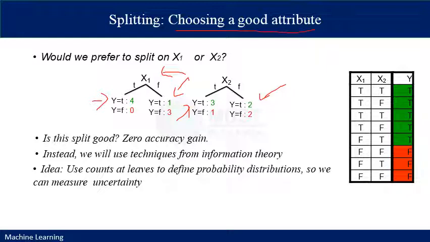Do you use the first split or the second split? It really depends on the accuracy gain, which split correctly classifies the maximum number of examples. In our case, we can see that the first split is better than the second split. So instead of looking at accuracy, we will use techniques from information theory. The idea is to define a probability distribution so we can measure the uncertainty of each attribute.